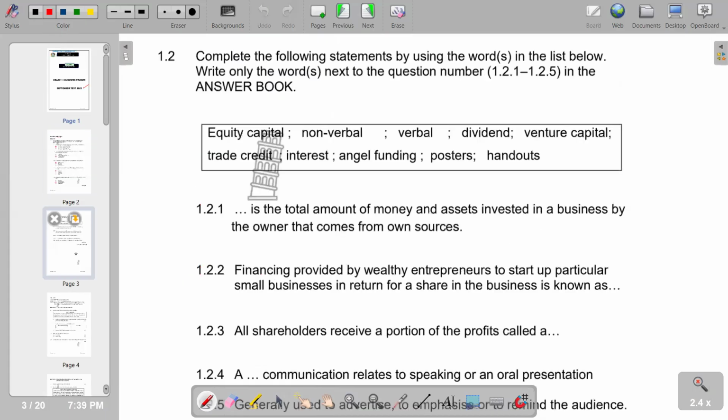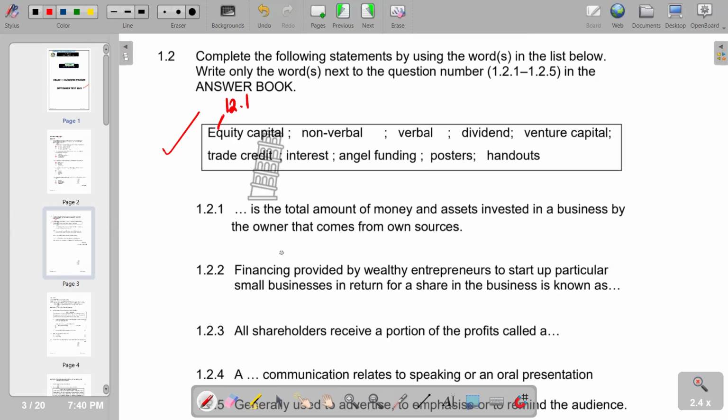So going to the next part, which is now 1.2. Complete the following statement by using the words in the list below. So this is the list that we have. Then the first part is dash is the total amount of money and assets invested in a business by the owner that comes from all sources. So you see that this is equity capital, which we are having here.